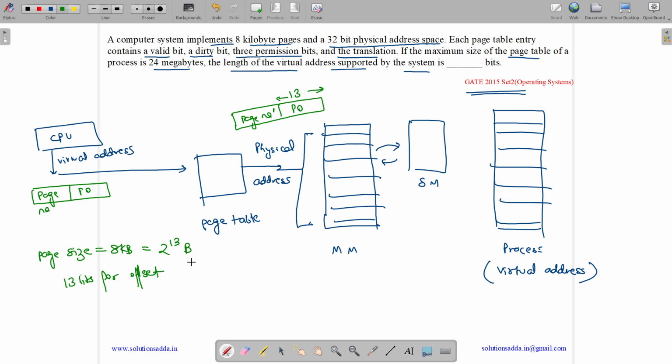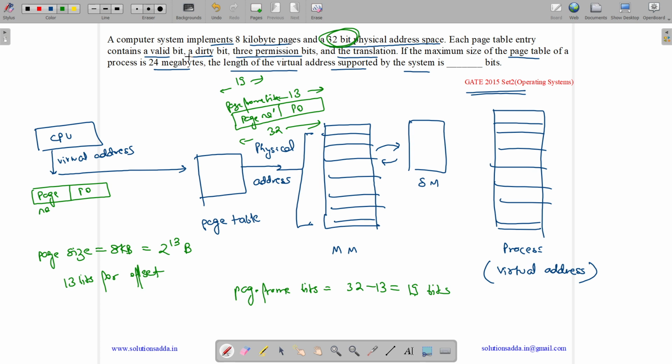The entire physical address is 32 bits, as given in the question. So what is the length of the page frame bits? Page frame bits length is equal to 32 minus 13, which is 19. So we have 19 bits for the page frame bits.